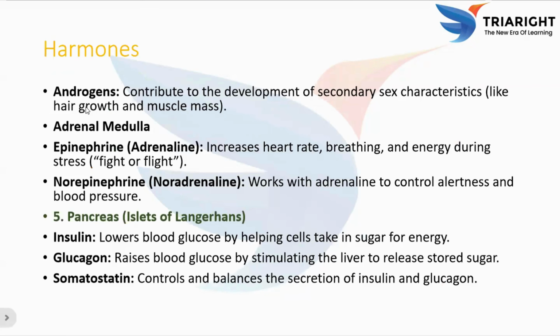Now let's talk about the androgens. Androgens are the male sex hormones, but both males and females have them. They help in development of secondary sex characteristics such as increased muscle mass, body and facial hair growth, and also deepening of the voice in males. For example, testosterone is the main androgen that helps boys develop masculine features during puberty. And the other hormones next to the androgens, actually these all are the hormones produced by the adrenal cortex.